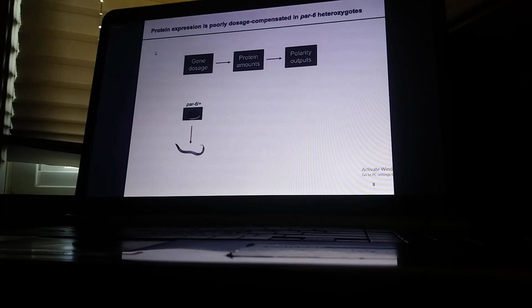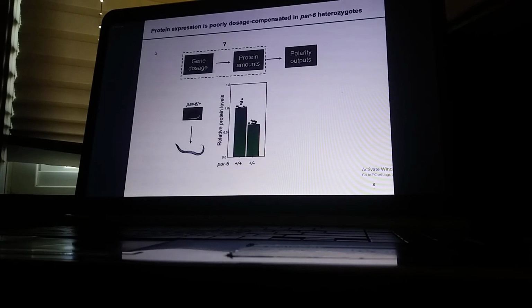And so this really prompted me to carefully analyze how gene dosage relates to PAR protein amounts. We wondered whether in PAR-6 heterozygotes the protein amounts are dosage compensated, meaning that they match the levels that we see in the wild type cohorts. But this doesn't seem to be the case. In fact, in our PAR-6 heterozygotes, we see a large drop in PAR-6 protein amounts.